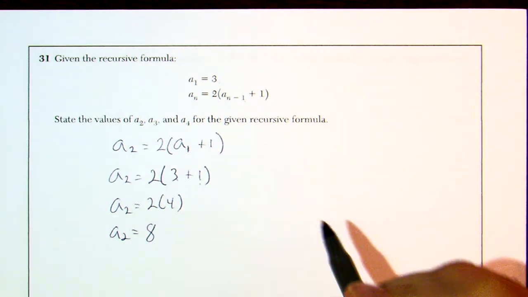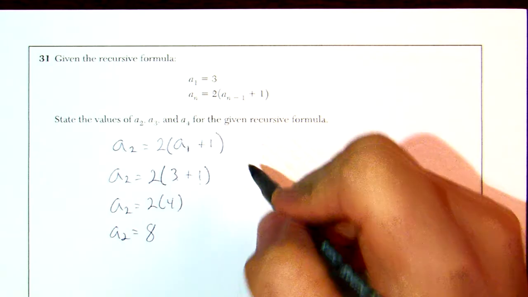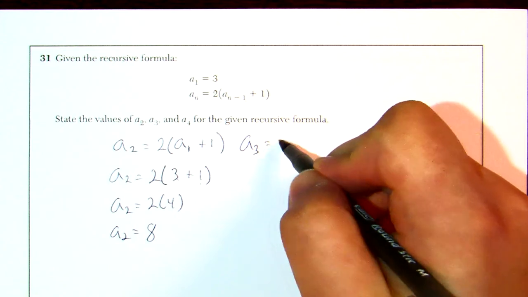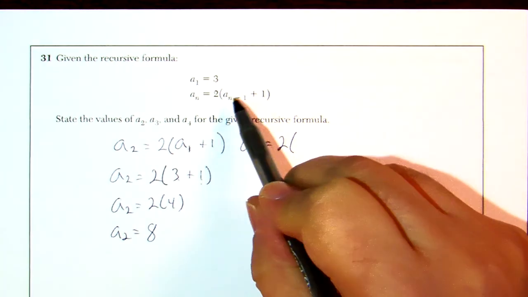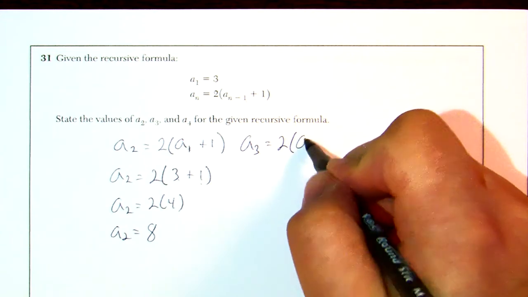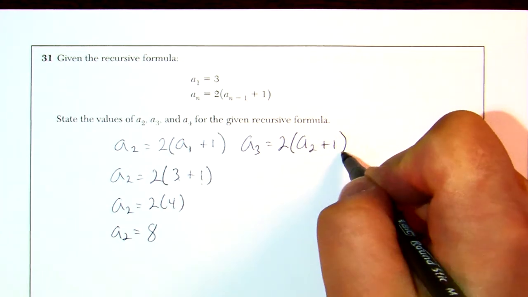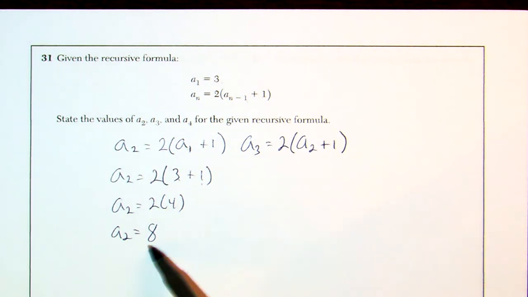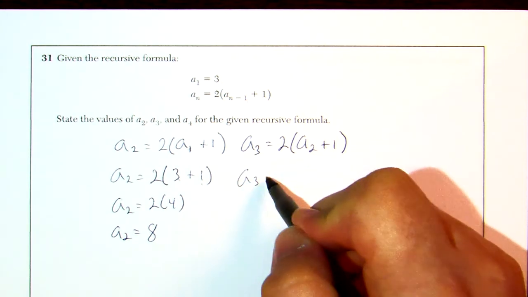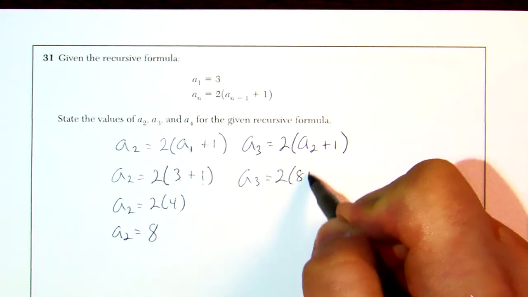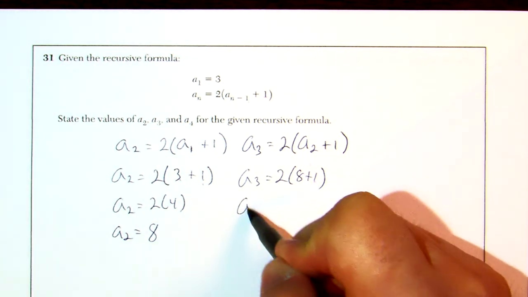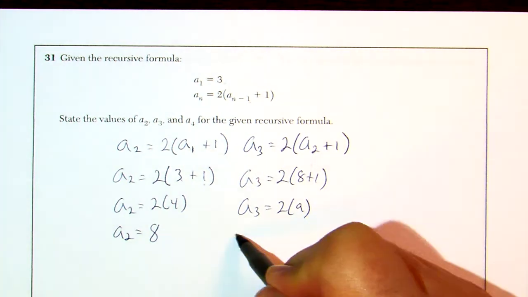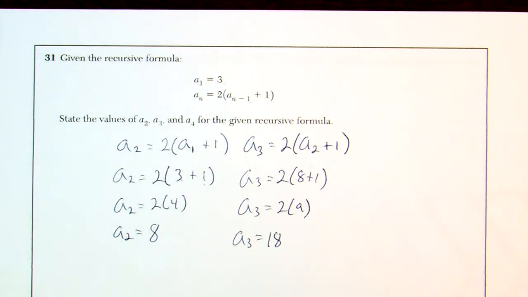Okay, the next one, we want to plug in 3. So when I plug in 3 for a3, we're going to get 2 times, 3 minus 1 is 2, so a2 plus 1. We know what a2 is from what we just solved. a2 is 8. So we're going to plug in 8 for a2. So a3 equals 2 times 8 plus 1. 8 plus 1 we know is 9. So 2 times 9 is 18. So a3 equals 18.